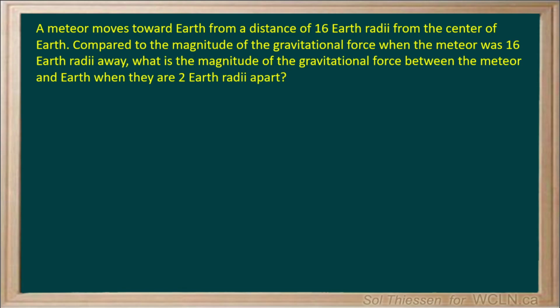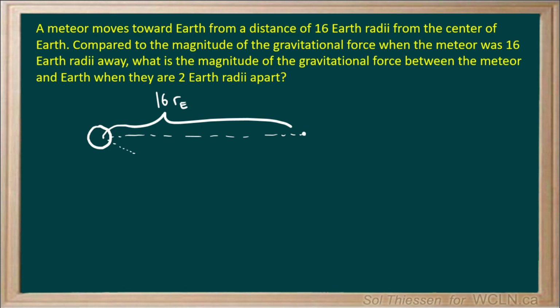Okay, so let's try to draw this out. I'm going to draw this not to scale. I'll have to draw the Earth pretty small. Let's imagine that this is 16 Earth radii. We want to know what the magnitude of the gravitational force between the meteor and the Earth is when they are 2 Earth radii apart. So like maybe this far, although now that I look at that drawing, it's probably not a good approximation of 2 Earth radii.